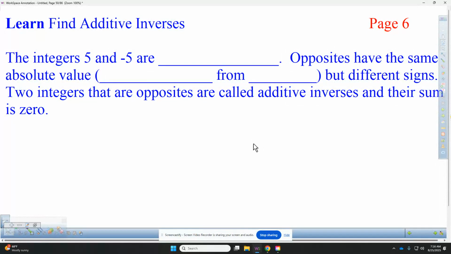Okay, for this lesson we're talking about additive inverses, and this is from Module 1, Lesson 1, bottom of page 6. The integers 5 and negative 5 are known as opposites. Opposites have the same absolute value. Remember, that's the distance from 0, but different signs. Two integers that are opposite are called additive inverses, and their sum is 0. Remember, sum is a fancy word for adding.